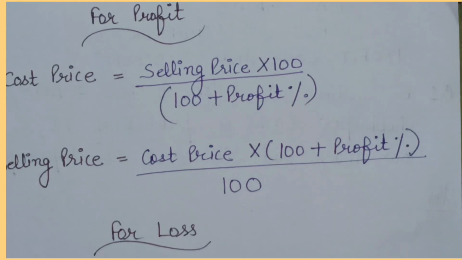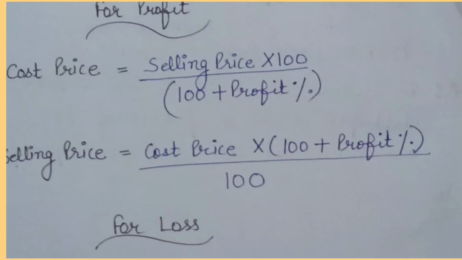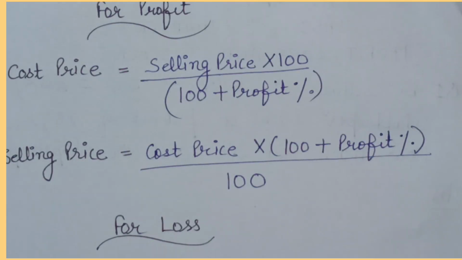It is abbreviated as SP. And the definition of profit: if the selling price SP is greater than the cost price, the difference between the selling price and the cost price is called profit. The formula of profit is equal to selling price minus cost price.